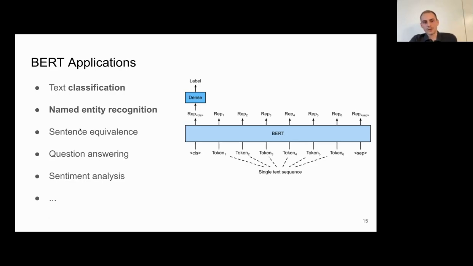Yeah, and then similarly, you can do sentence equivalence: give it two sentences, let the model tell whether they're equivalent or not. Question answering you would not do in the GPT fashion, where you generate the answer, but rather you provide a list of answers and the model's task is to rank them. This type of approach. And sentiment analysis is just text classification, but so common that it deserves its bullet point.